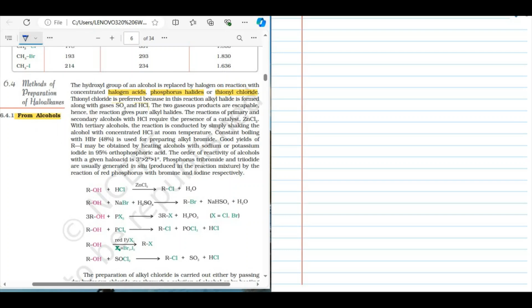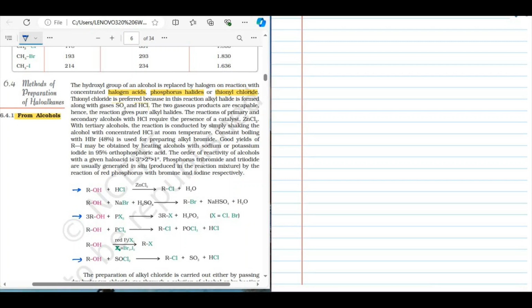So here these are the reactions. The first reaction is given with HCl and alcohol. The second reaction is given with phosphorus halide, PX3. And the third reaction is given with SOCl2 and alcohol. So let's study each one by one.